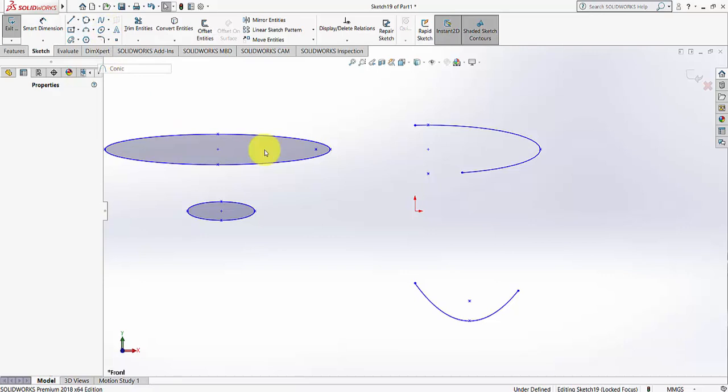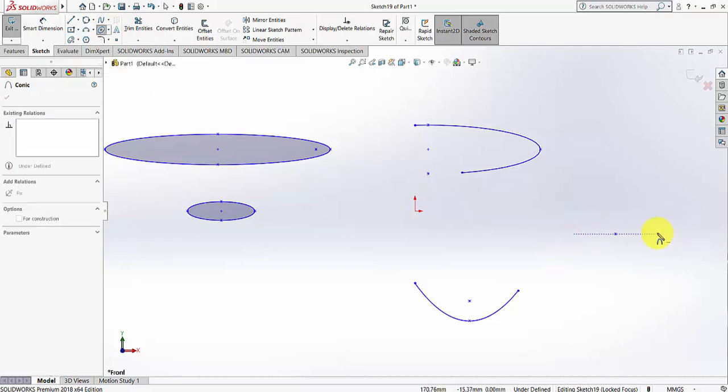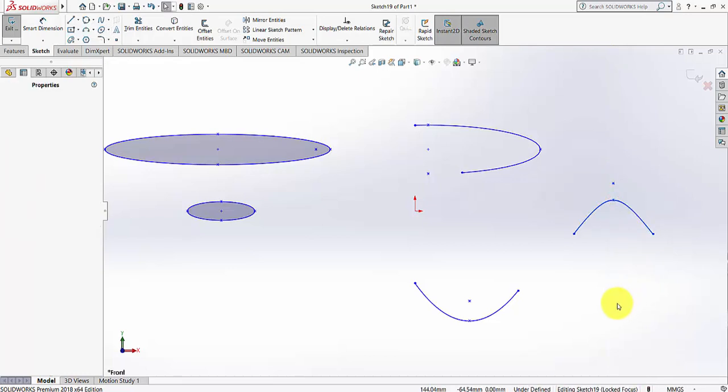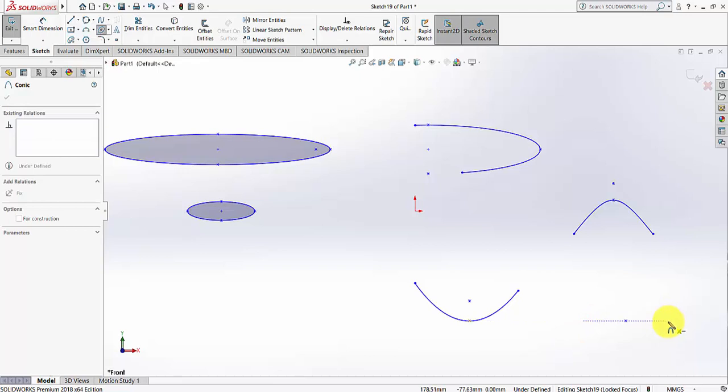The next is the conic, in which we need the 2 points and the height of the conic section, whatever height we want to produce. Again we will draw the conic: the first point, the second point, and its direction, and then the height of the conic. These are the tools used in the ellipse menu.